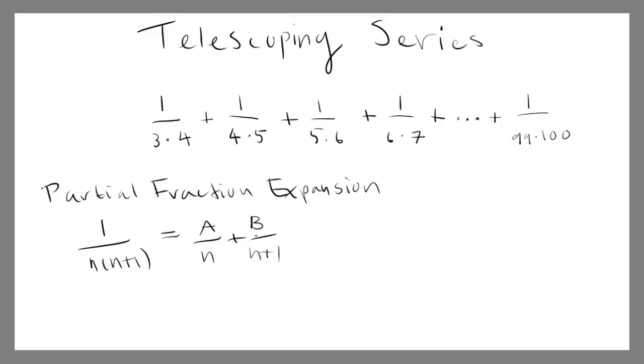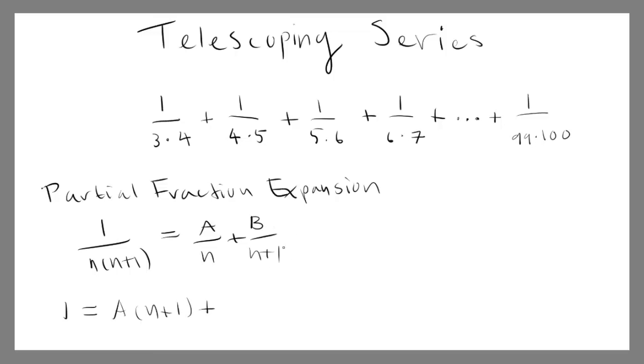Now, how do we do that? Well, let's start by multiplying both sides by n times n plus 1. On the left side, we're going to have 1, because if you multiply 1 over n times n plus 1 by n times n plus 1, you're left with 1. On the right side, it's a different story. A over n times n plus 1: the two n's cancel out, but you're still left with an n plus 1. So you're going to have A times n plus 1.